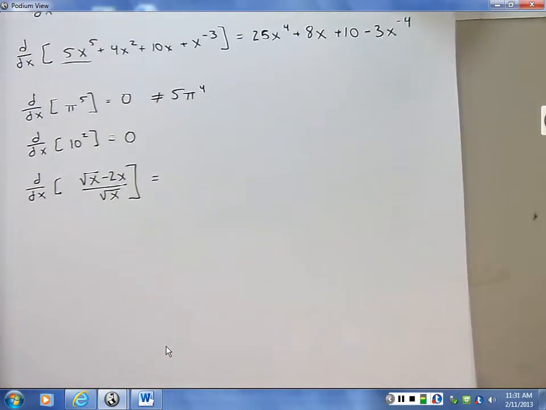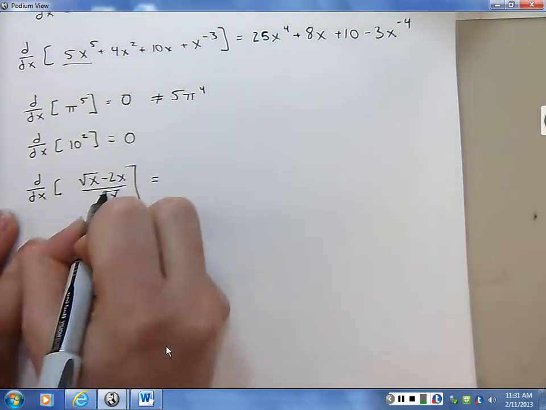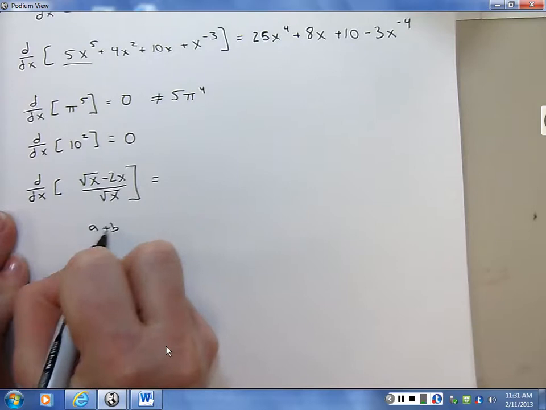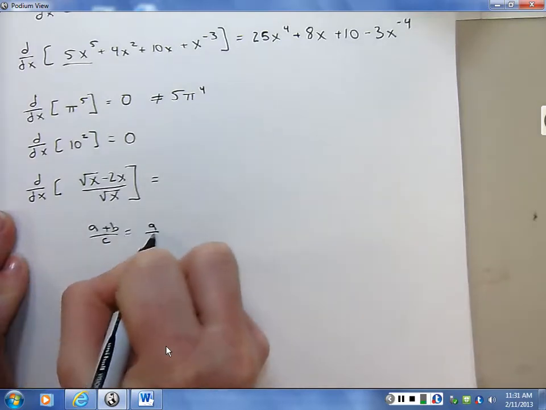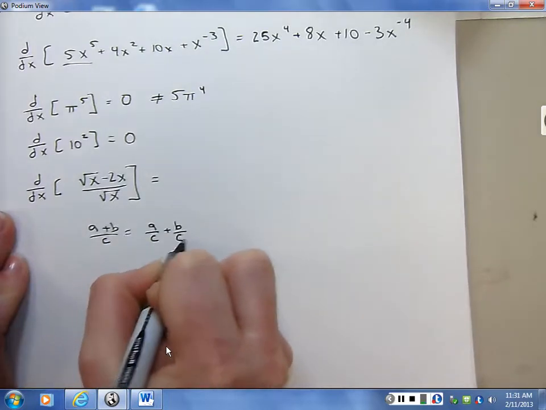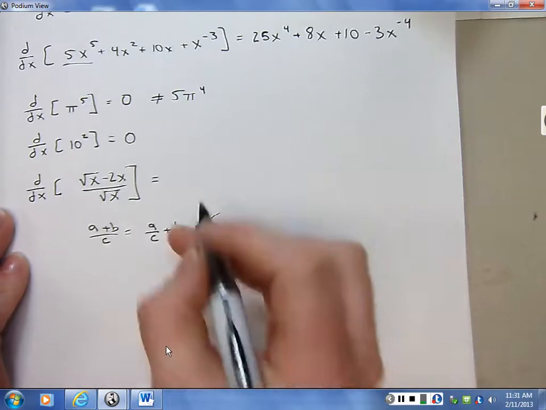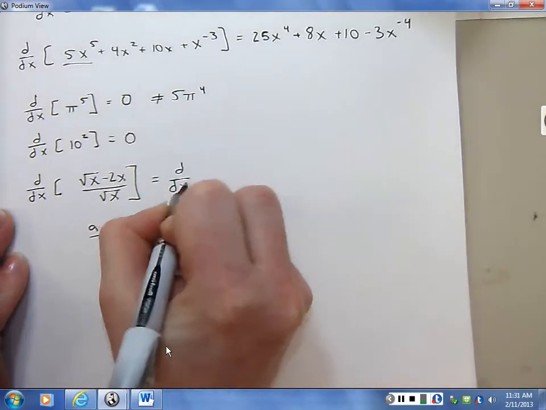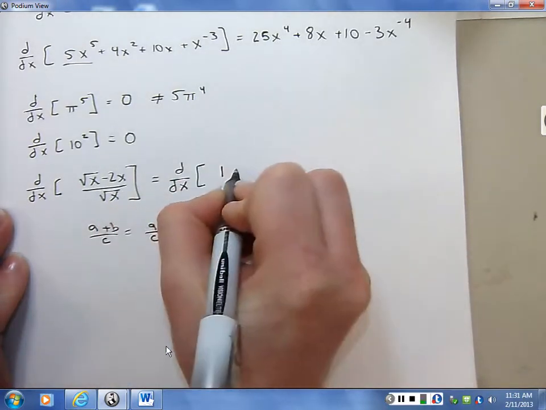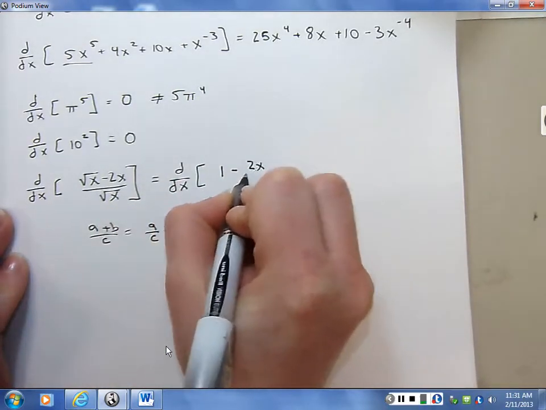I really want x to a power, because that's the only thing I've learned so far to differentiate using techniques of differentiation. So I need to rewrite this so I have truly x to 1 power. So if I have a plus b over c, I can write that as a over c plus b over c, right? So if I do that, I'm taking the derivative with respect to x of 1 minus 2x over square root of x.